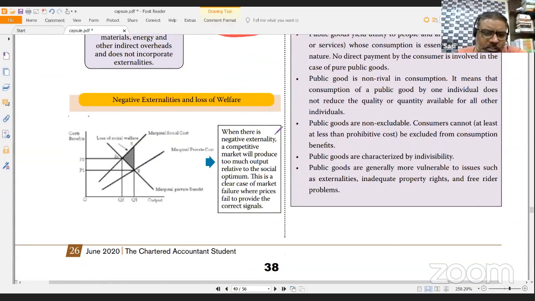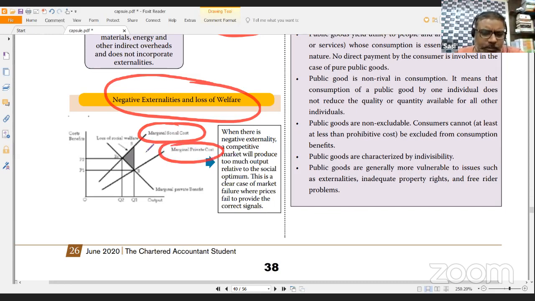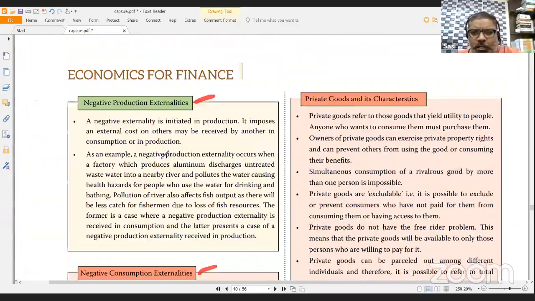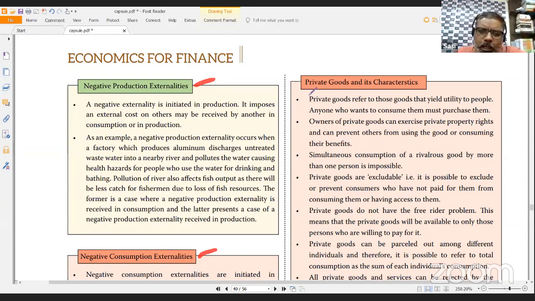And when there are negative externalities, there is a loss of welfare due to social cost being more than private cost. This is marginal social cost, this is marginal private cost. Since this social cost is more than the private cost, it causes a loss of welfare. That is the impact of externalities. Now moving on to the second aspect of market failure and the reason for it.